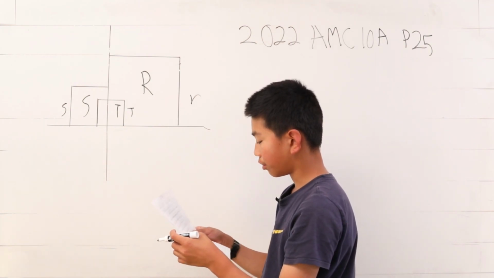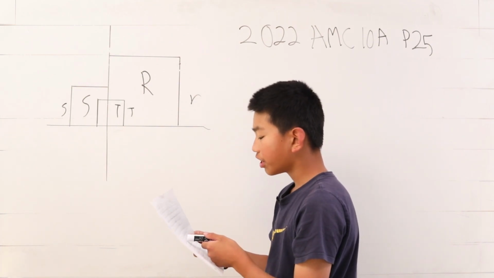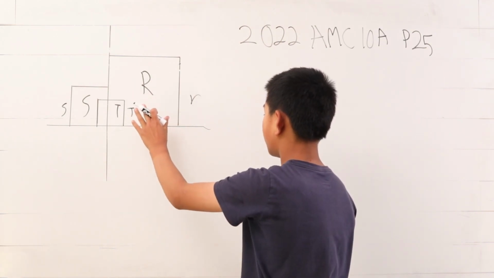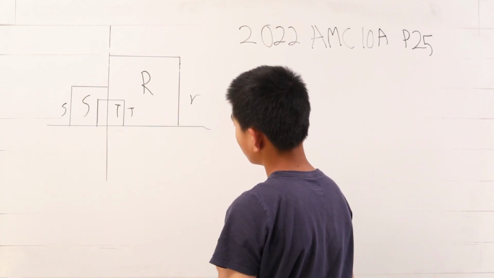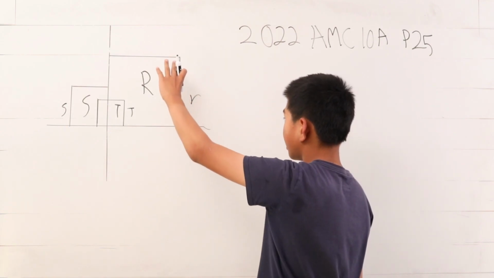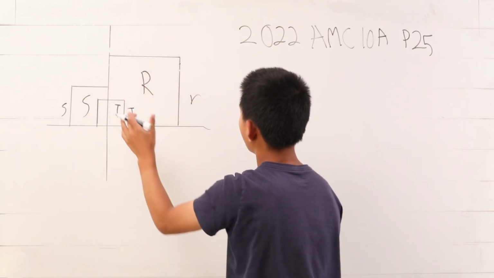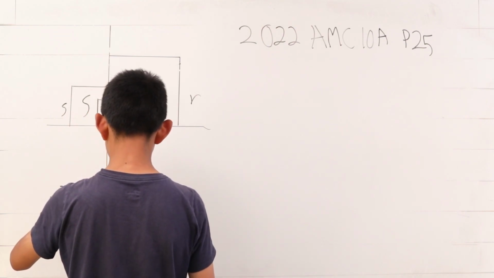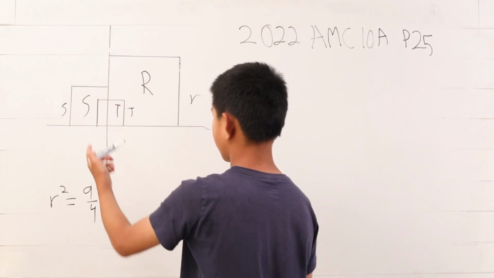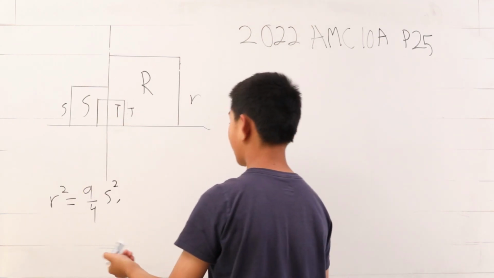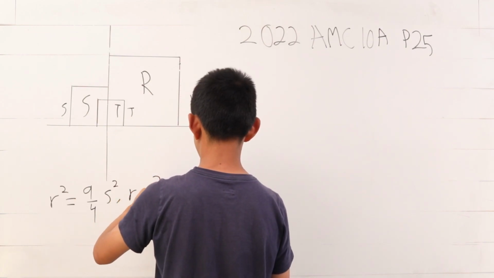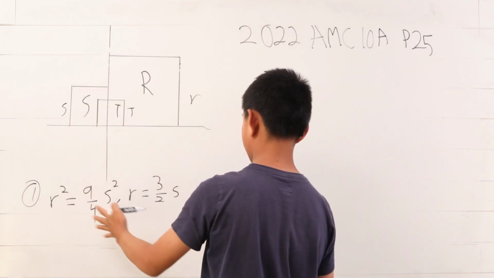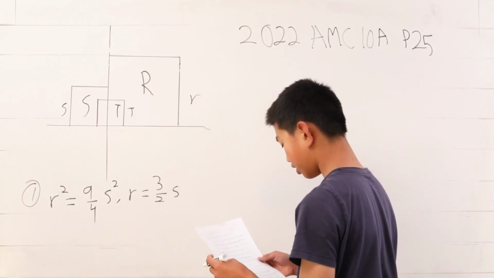Alright, so the left edge of R and the right edge of S are on the y-axis, and R contains 9/4 as many lattice points as S. Let's just focus on that one. This side has R lattice points, so the square R has R squared lattice points. So R squared is 9/4 times S squared. We can square root both sides to get R equals 3/2 times S. We'll be needing this, along with the other equations. That's the first thing.